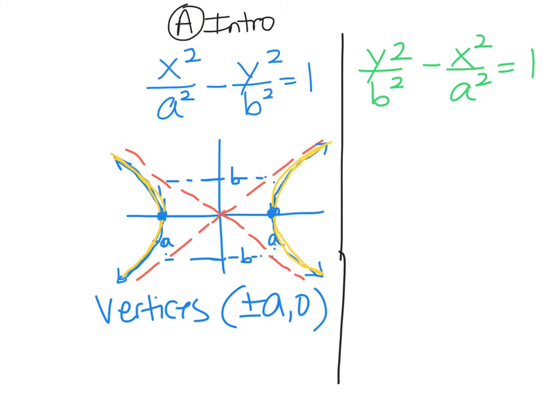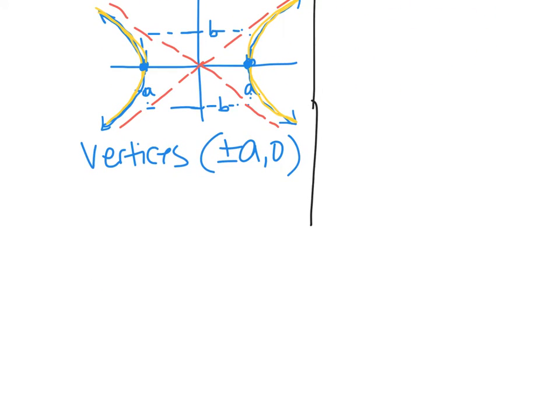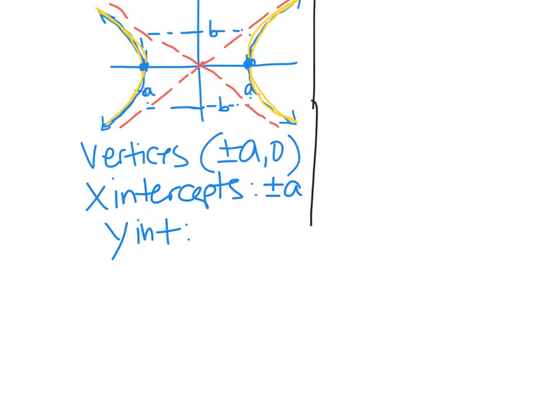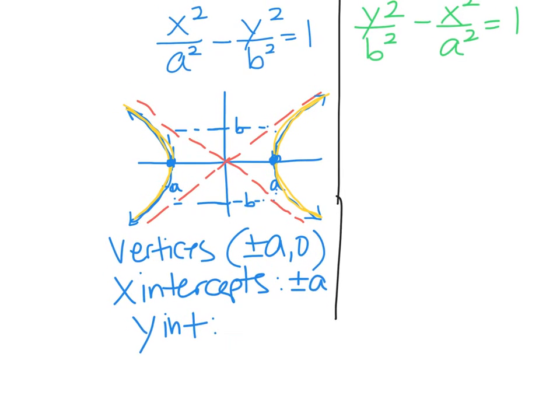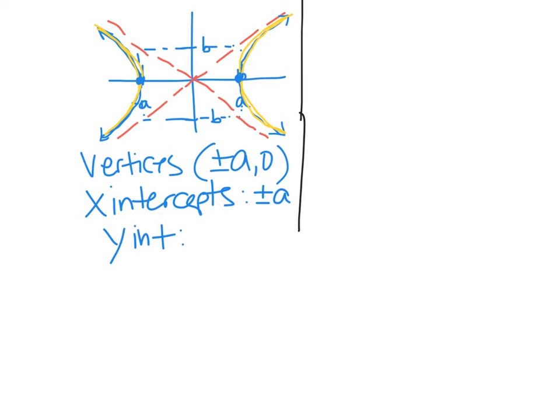Those are your vertices. The other thing is you have x-intercepts of this graph. Excuse me. Like choked on nothing. Okay. The x-intercepts are also at plus or minus a. The y-intercepts of this graph, does this graph ever touch the y-axis? When you look at it, the graph is just the yellow part, okay? No, it doesn't. So there's none. There's no y-intercepts at all.